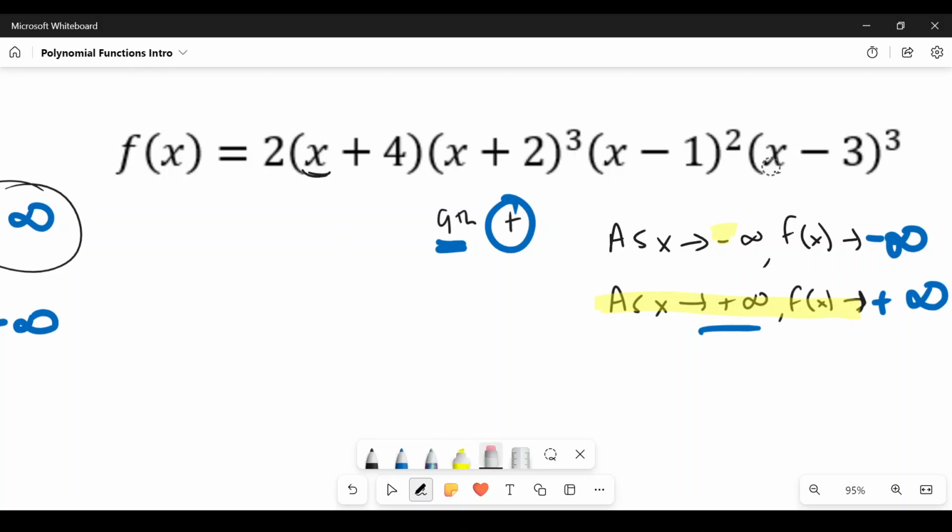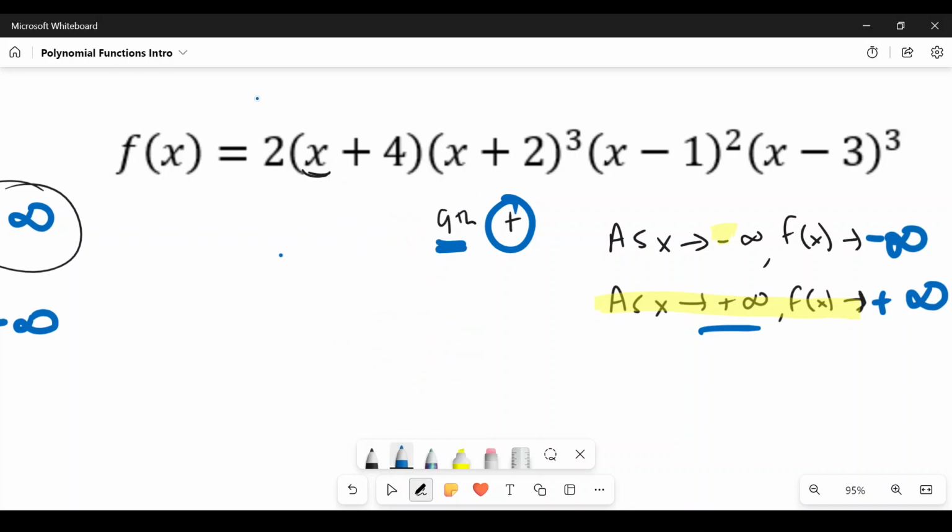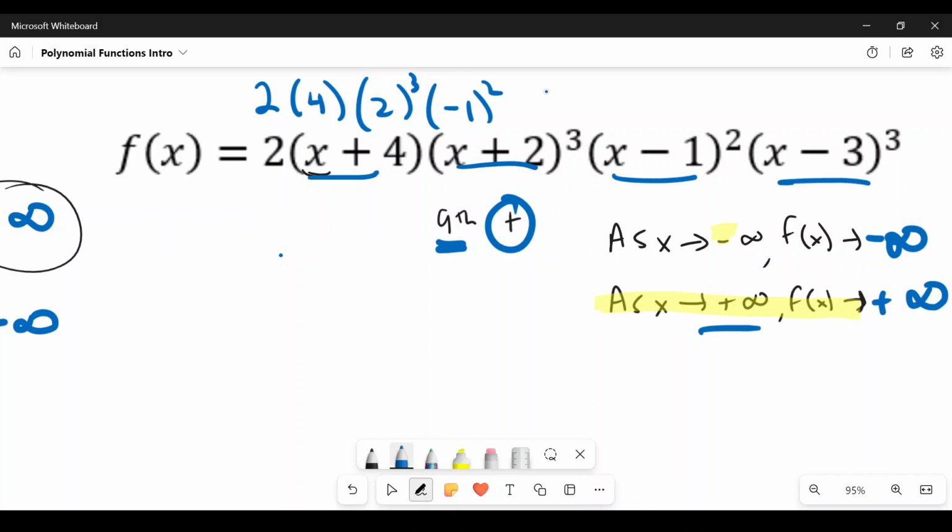Let's find the y-intercept. So the y-intercept is when you let x equal 0. Maybe I'll give myself a slightly smaller pen here. So if I sub 0 in for x, I've got 4. Here I've got 2 to the exponent 3. Here I've got negative 1 squared. Here I've got negative 3 cubed.